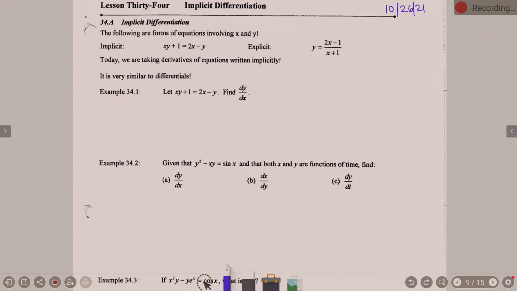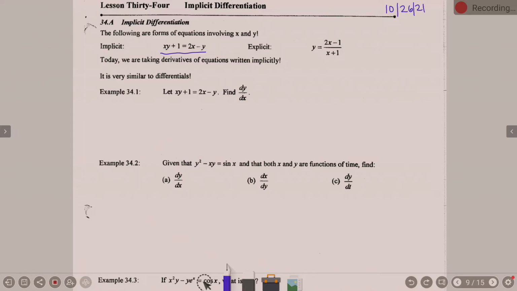Okay, lesson 34, implicit differentiation. If you recall, differentiation is another way to say, okay, we're going to take a derivative. With implicit differentiation, the idea is, how do we take the derivative of something like this? Something that is implicit. When we talk about it being implicit, that means it's not in the form y equals and everything in terms of x.